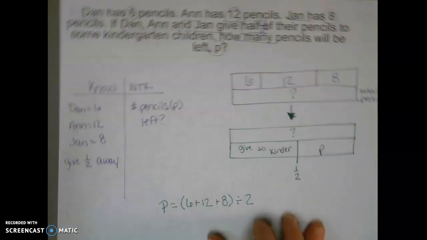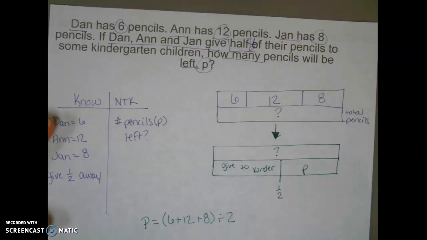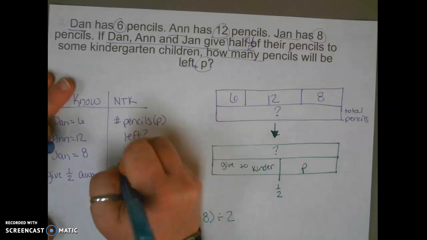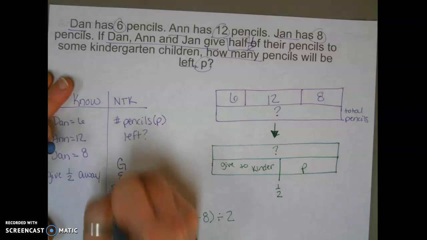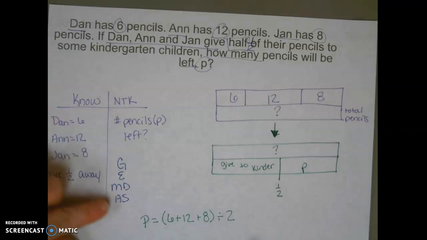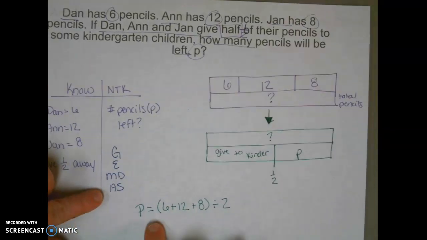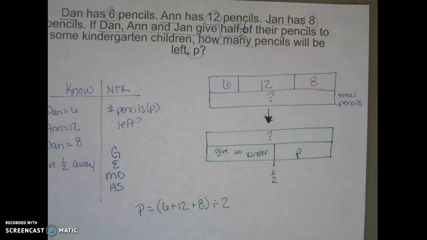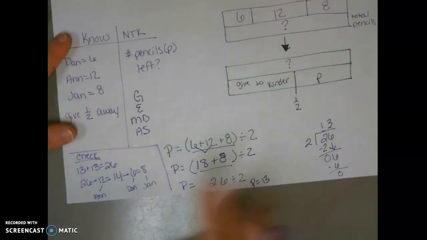Now I would like you to look at our second problem where Dan, Ann, and Jan all had some pencils. Do not forget to do GEMDAS, so why don't you write it down off to the side to be a reminder of your order of operations and solve for P. Take a few moments, pause the video. So let's double check your work on this one.